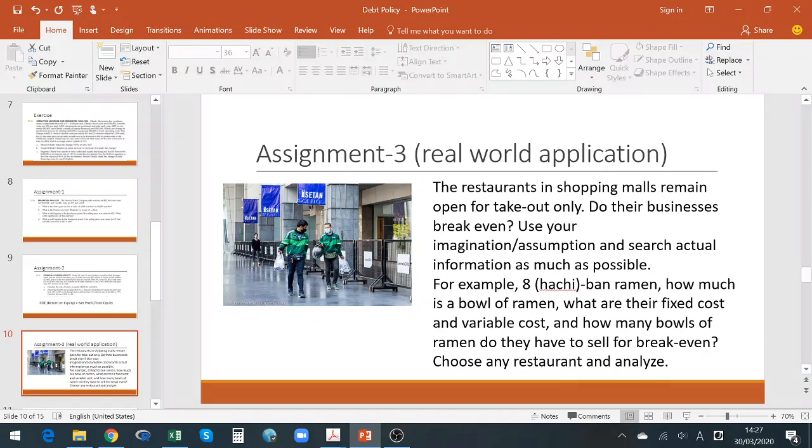You don't have to choose Hachiban. Maybe you have a better idea with another restaurant. So choose any restaurant and analyze. So this is assignment 3.